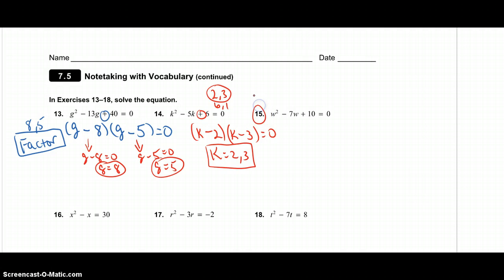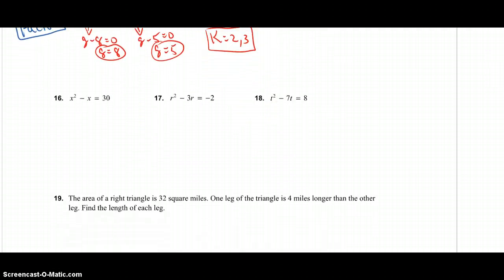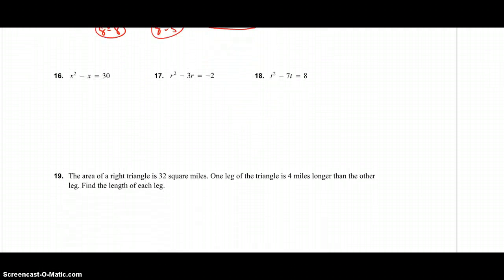I'll leave number 15 as a checkpoint. And let's move down to the next row. Number 16, the first thing I notice is that we don't have a trinomial and it doesn't equal 0. So our first job is going to be to make the equation equal to 0. And the way we do that, we just subtract 30 over to the other side. So now we have a new equation, x squared minus x minus 30 equals 0.